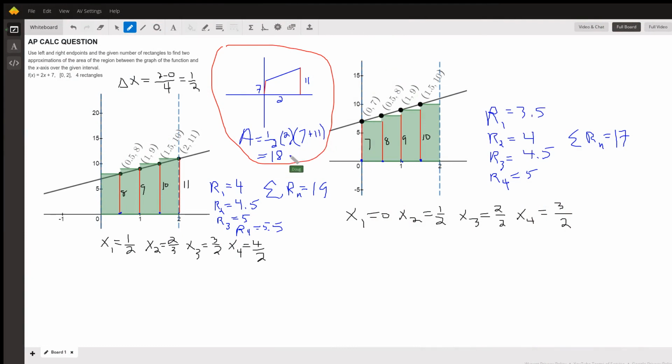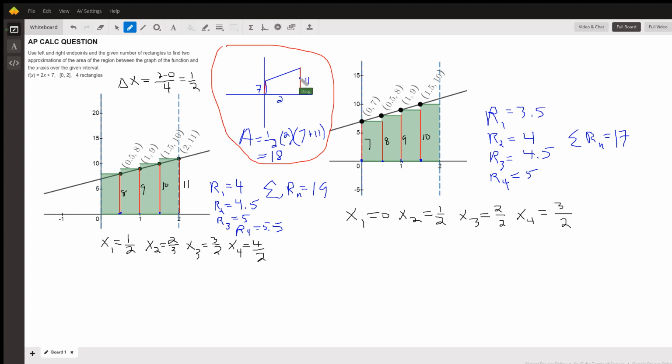Okay, here we go. We're going to estimate the area under the graph of this line, f of x equals 2x plus 7, on the interval from 0 to 2, using 4 rectangles, first with right-hand endpoints and then left-hand endpoints. And I'll draw your attention to this red circle right here where I make the observation that you can actually find the exact area using geometry, because this is actually a trapezoid.